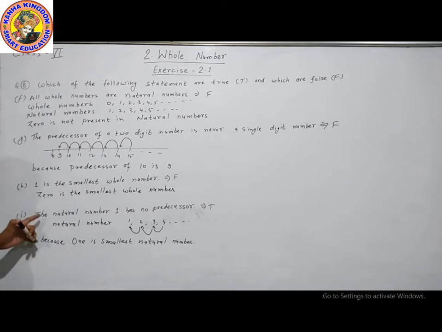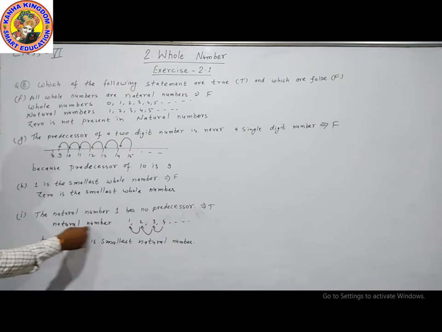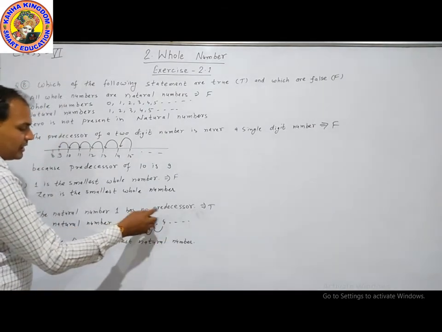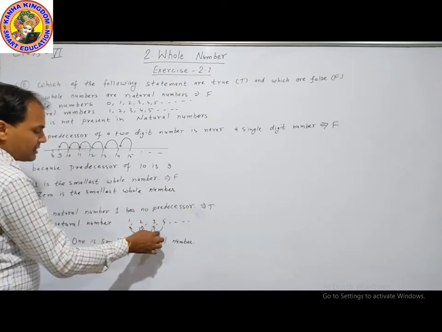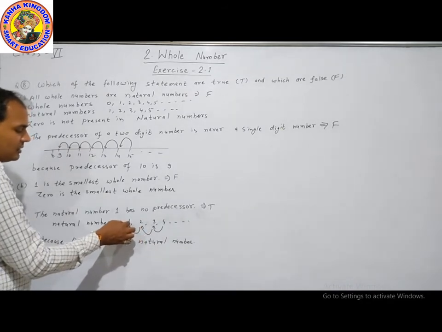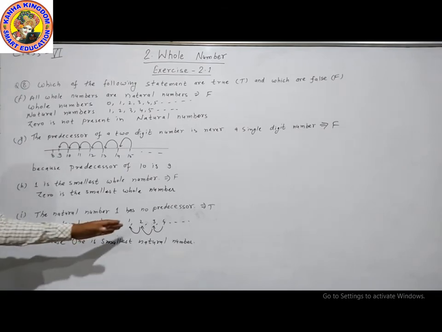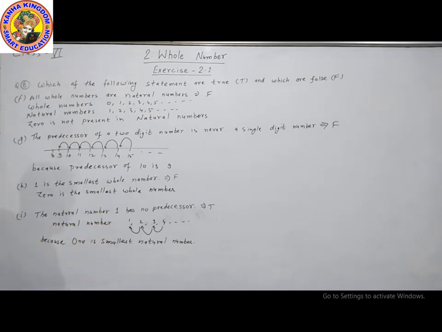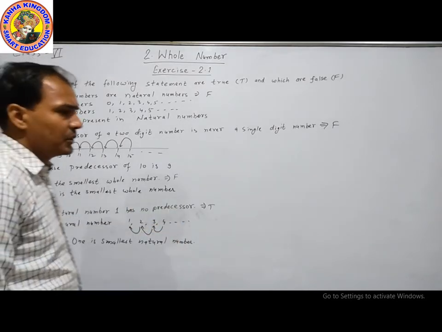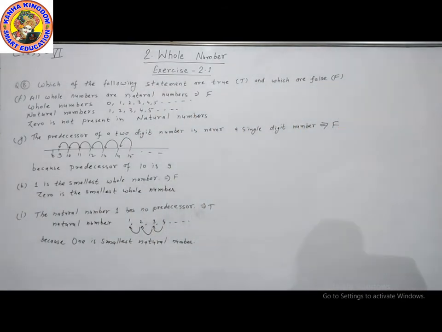Next, the natural number 1 has no predecessor. Natural numbers are written 1, 2, 3, 4 and so on. Predecessor is the previous number. Predecessor of 4 is 3, 3 to 2, predecessor of 2 is 1. Predecessor of 1, there is no number. 1 is the smallest number, so we cannot find the predecessor of 1. The statement is true. You can take a screenshot of this. We will move to our next questions.